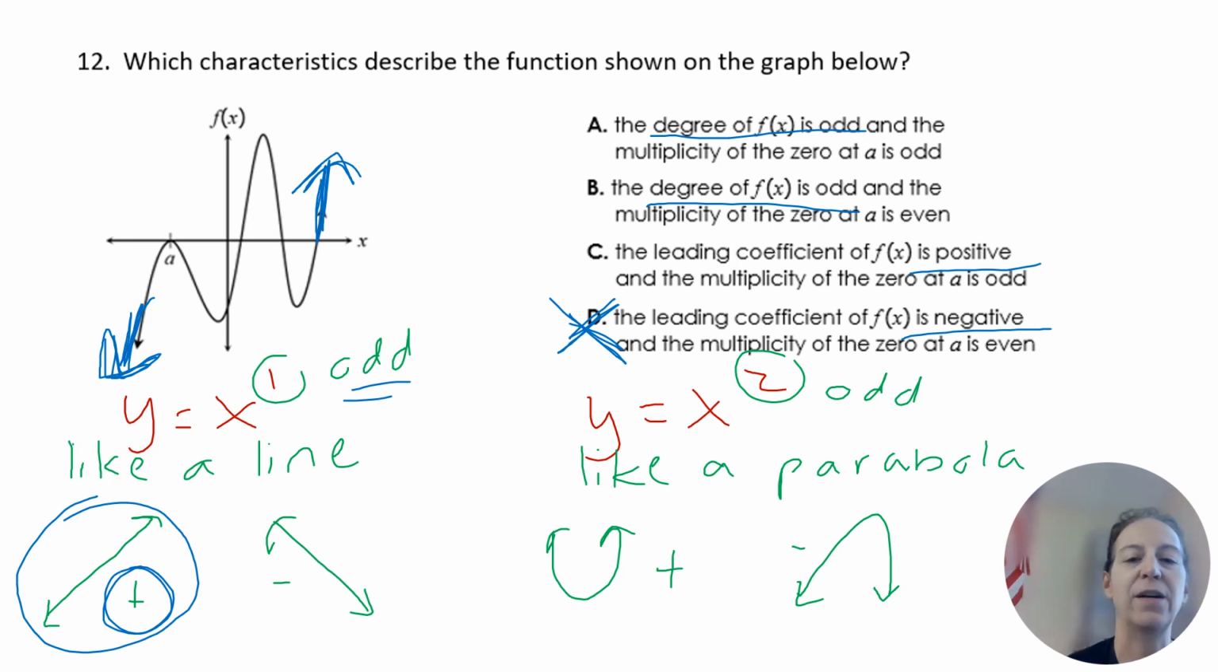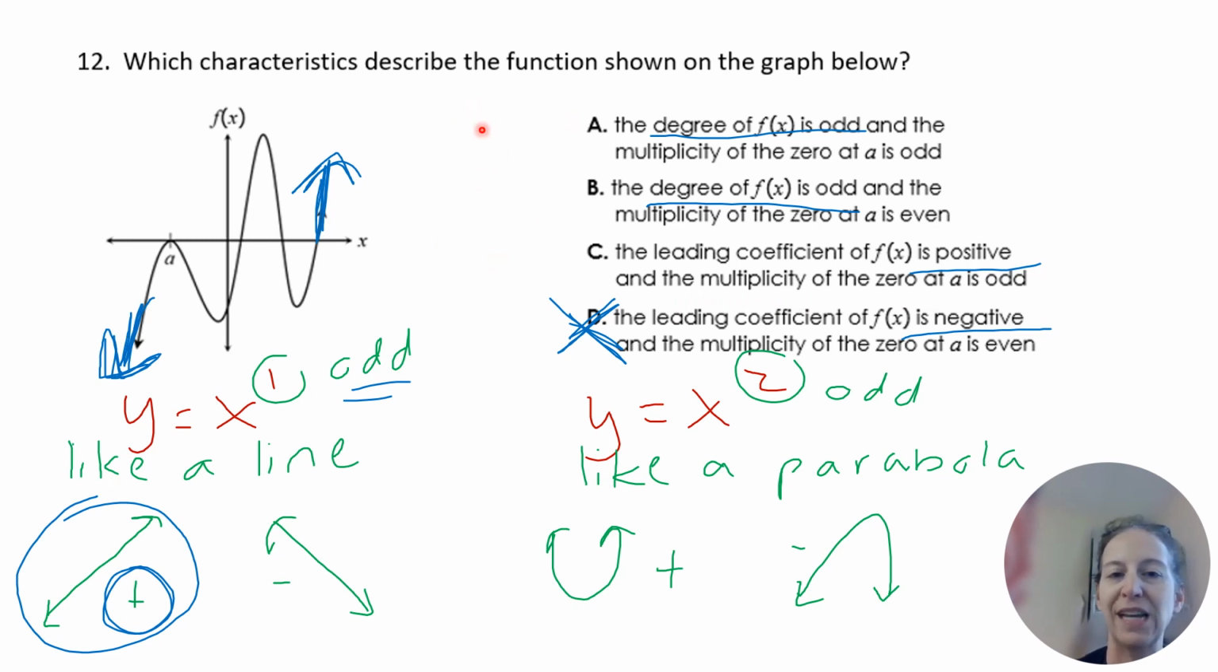Now, the second part of this, to narrow it down, if I look at my answer choices, it says the multiplicity of the 0 at A is odd, the multiplicity of the 0 at A is even, and the multiplicity of the 0 at A is odd. Honestly, from there, if you're really good at multiple choice questions, you can figure out that the answer choice is probably B, because we've eliminated this one since the leading coefficient can't be negative. But look at this. Degree is odd, which we know is true. Leading coefficient is positive, which we know is true. It's odd because it's like a line, and the leading coefficient is positive. And then the other part of it is the same: the multiplicity of the 0 at A is odd.